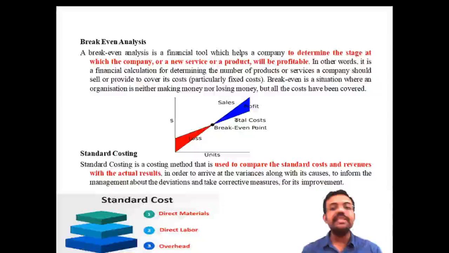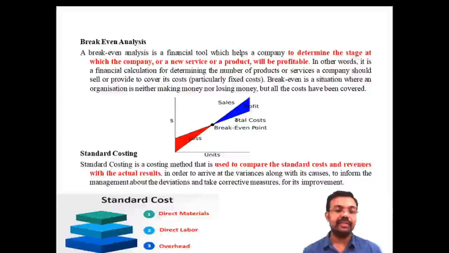And another one is standard costing. One of the important tools regarding cost controlling is standard costing. Standard costing is used to compare the standard cost and revenue with the actual result, to arrive at the variance and inform the management about the deviation. So standard costing identifies the cost and the revenue and compares them with the actual result.